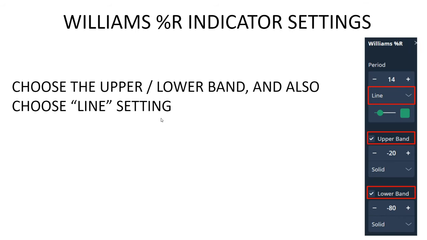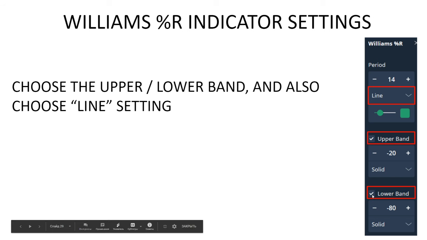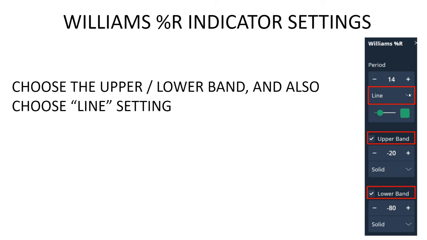The Williams percentage R indicator settings, we are going to leave at 14. The overbought and oversold are going to be shown at -20 and -80. Now, whenever you are turning on this indicator, it is important to put these check marks right here so that the upper band shows and the lower band shows. And also right here, you would click on this drop down menu and choose the line so that it would be displayed as a line.